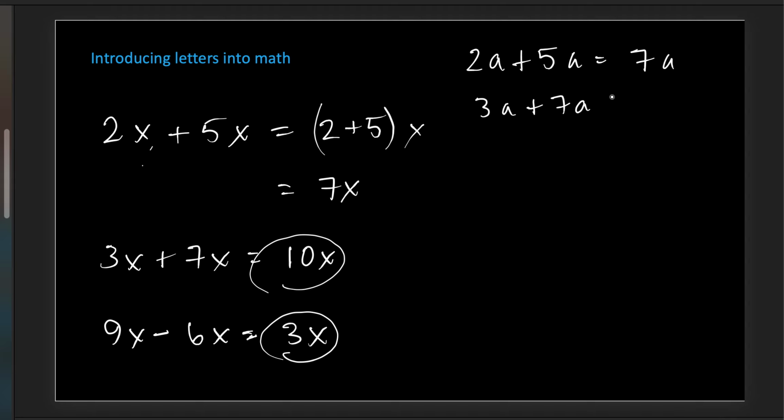A plus 7a, that'd be 10a then. So you have to stay with the letters that you're using. This 9x minus 6x could be 9b minus 6b. So make sure your letters and numbers are clear. That'd be 3b.